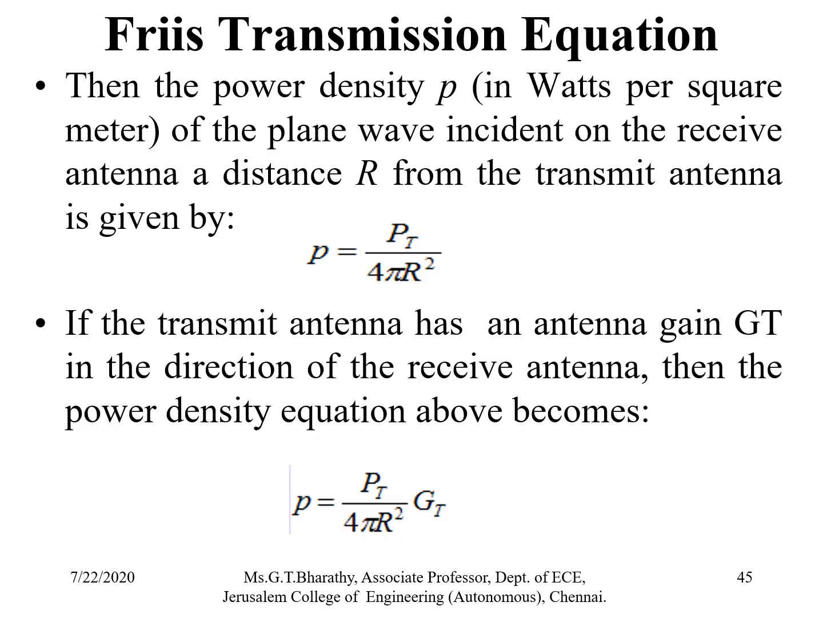In the Friis transmission equation, the power density P in watts per square meter of the plane wave incident on the receiving antenna at a distance r from the transmitting antenna is given by P equal to Pt divided by 4 pi r square, where Pt is the transmitted power. If the transmitting antenna has a gain represented by Gt in the direction of the receiving antenna, by including that parameter, we can write the power density as P equal to Pt Gt divided by 4 pi r square, where r is the distance between the transmitting antenna and the receiving antenna.